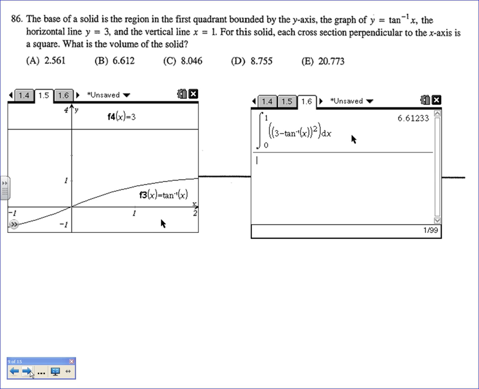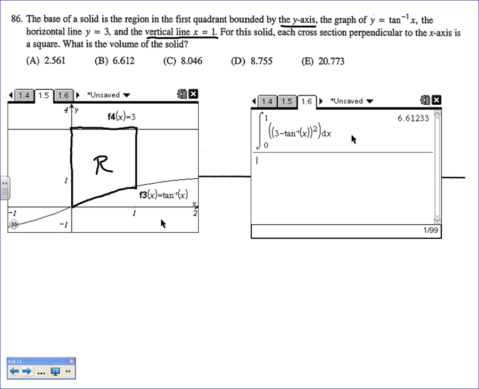On this particular one, number 86, to complete my region, it's bounded by the y-axis as well as the line x equals 1. It's got the line x equals 1, that vertical line, and it's got the y-axis as a boundary. So it's important that we understand that our region looks like this.